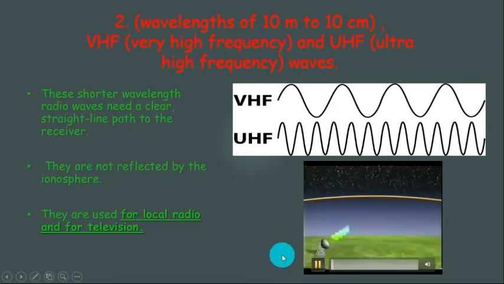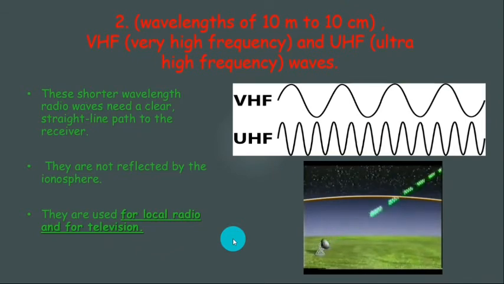Watch this video. Higher frequency radio waves, like UHF waves, are not reflected and carry on travelling through space.